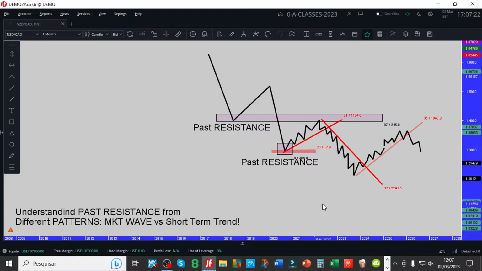Boss, what happens if the market changes the trend in the no trade zone? Great question, what do you think?